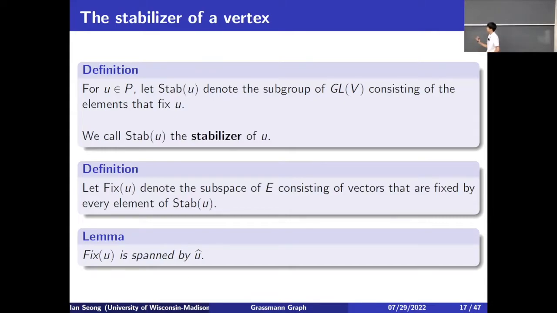And then from the stabilizer idea, we can further define the idea of fix U, and we're going to let fix U denote the subspace of E that consists of vectors that are fixed by every element in this stab U. And one lemma that is not that trivial to prove, but it's pretty nice, is that fix U is spanned by U hat. So this is a pretty nice simple lemma. Now, things get a little more complicated when we introduce the stabilizer of two elements in P.